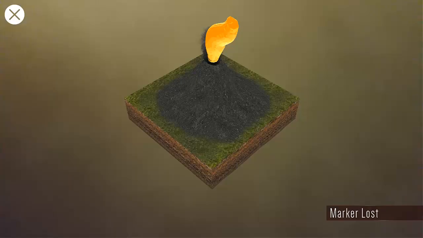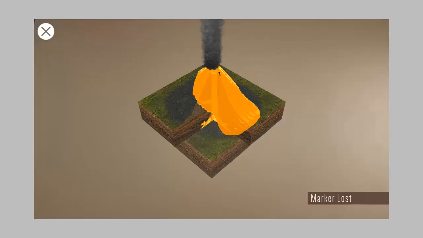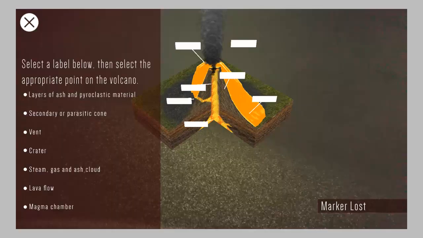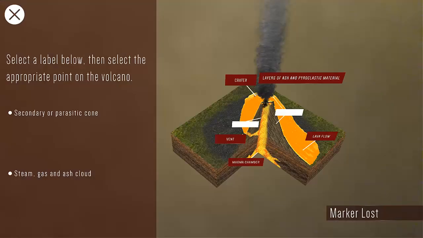Let's imagine you're teaching a lesson on volcanoes. The already created image provides a simple label activity. Once you click on the label, click on its appropriate location on the volcano. Hopefully, you can do better than me.